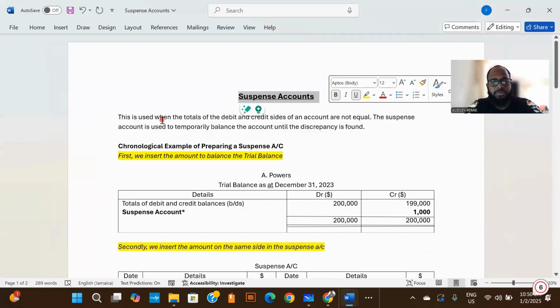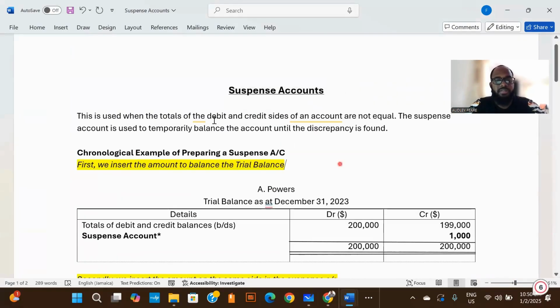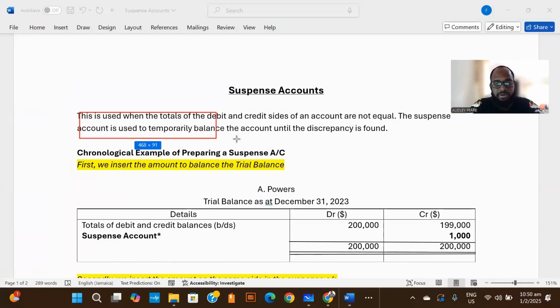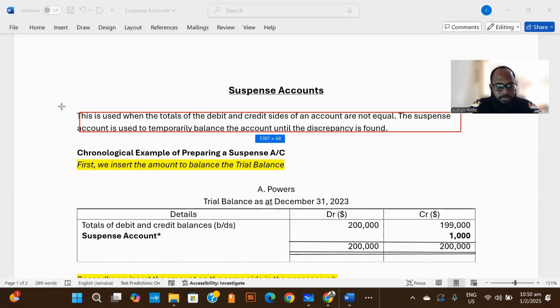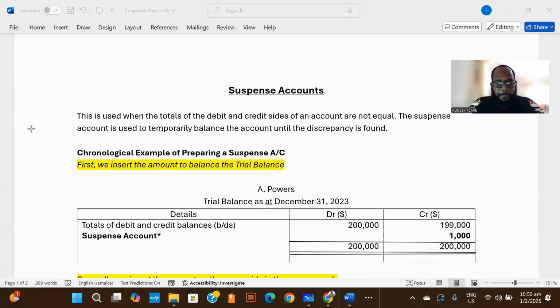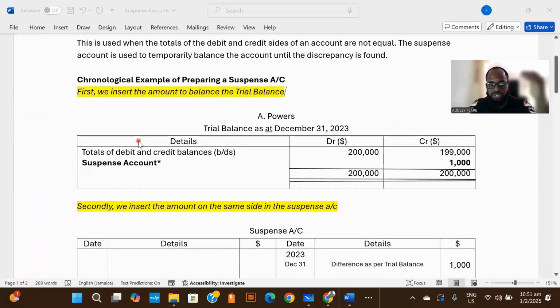The suspense account is used when the debit and credit sides of an account are not equal. That's important to note. When they're not equal, we will draw up a suspense account to temporarily balance the account until the discrepancy is found. Let's look at an example in a chronological sequence.